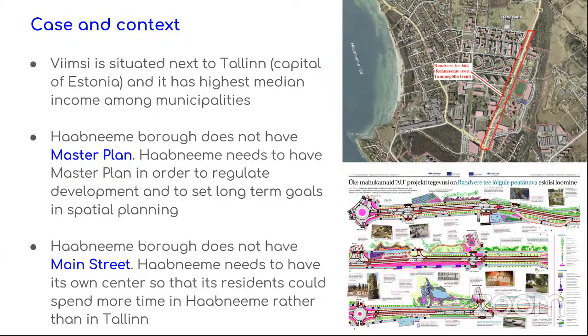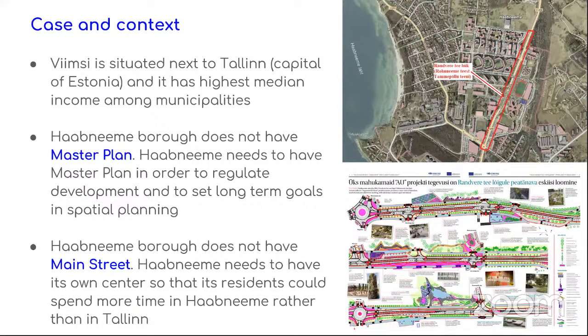And we had two things on which we focused. First of all, Haabneeme does not have a master plan. Haabneeme needs to have a master plan in order to regulate development and to set long-term goals in spatial planning. Because there is no master plan, there is also no grand vision of how Haabneeme should be in the future, both in spatial planning context and the social context.